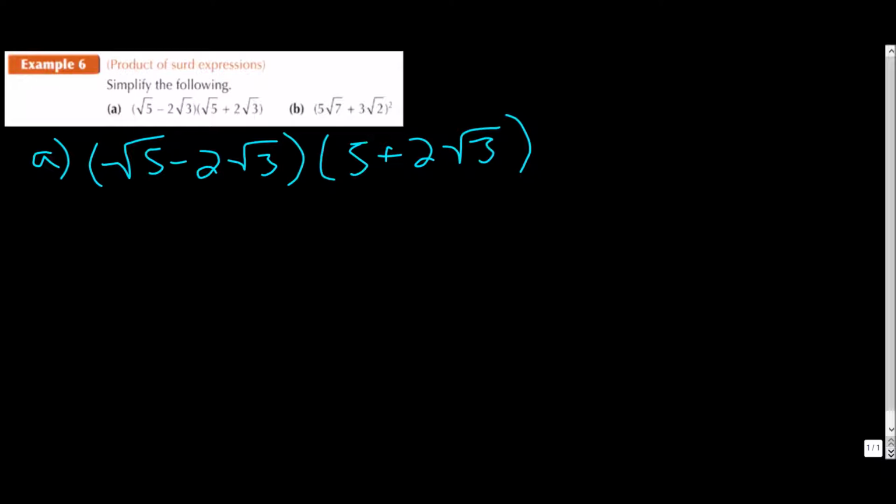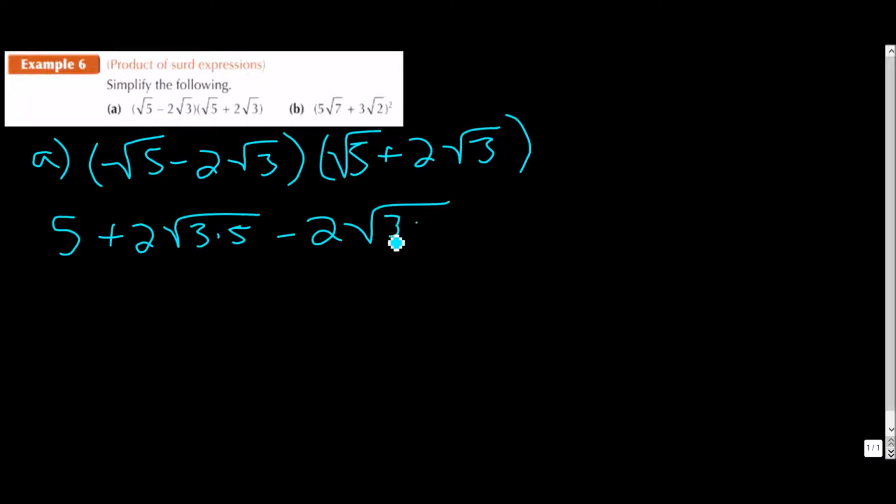So if we start off with FOIL, the square root of 5 times the square root of 5 makes just a regular old 5. Then we have our outsides, the square root of 5 and positive 2 square root of 3 gives us positive 2 square root of 3 times 5. We then have the inside, which is minus 2 square root of 3 times the square root of 5. So we get minus 2 times the square root of 3 times 5. Right, because the square roots go together.